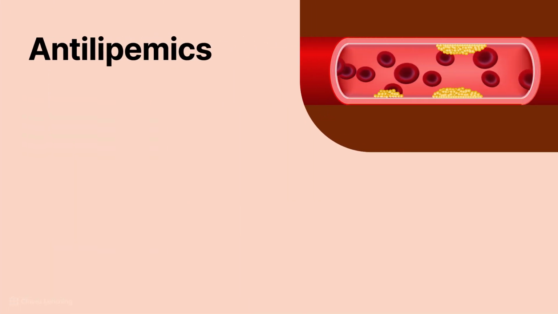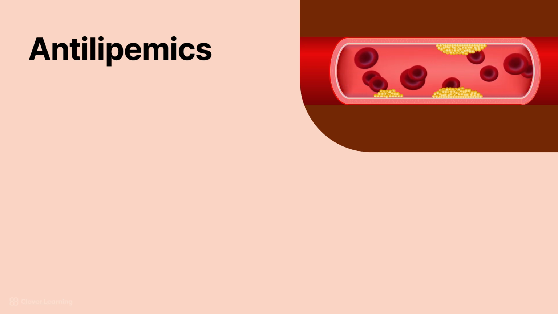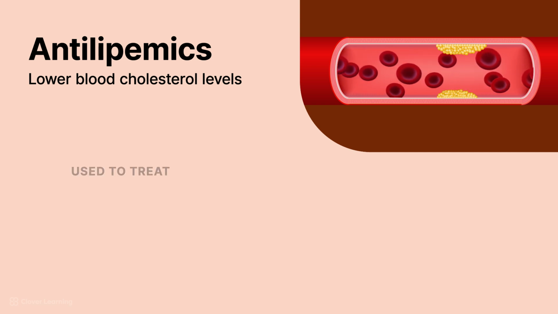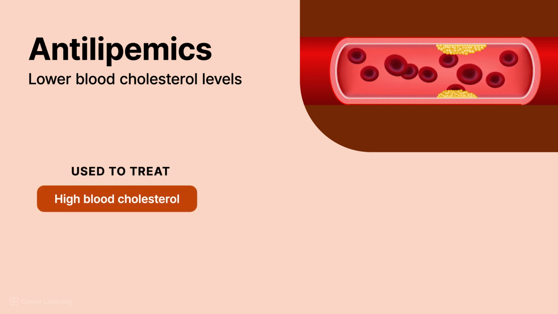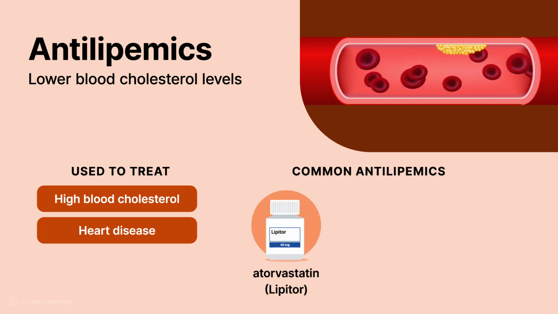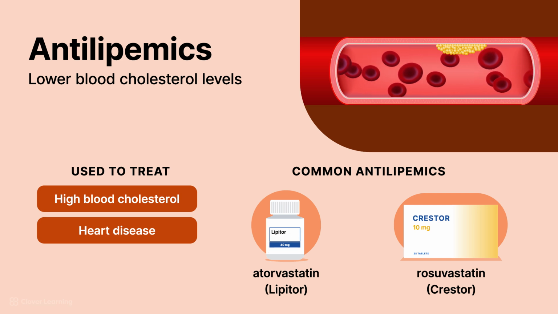We've covered a number of medications that affect blood pressure. Now, let's look at some types of medication that target other aspects of the cardiovascular system. Antilipemics lower blood cholesterol levels. Antilipemics are used to treat high blood cholesterol and other heart disease. Common examples of antilipemics are atorvastatin, marketed as Lipitor, and rosuvastatin, marketed as Crestor.